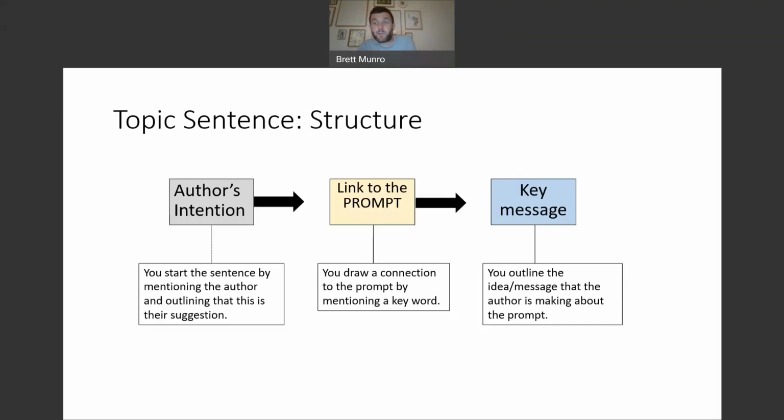This structure is not supposed to be something that is hard and fast. It's something that is flexible, but using this structure can really help you to put your topics together, because you're just making sure that you've got those key elements. You're mentioning the author, you're making a link back to the prompt, and then you're outlining an idea with reference to the keyword and the prompt itself.